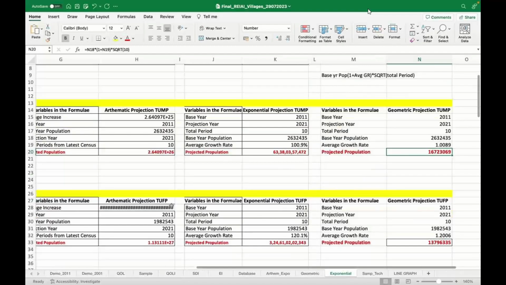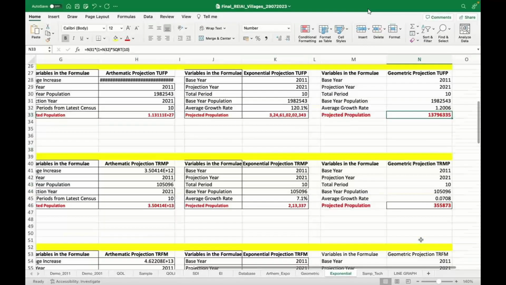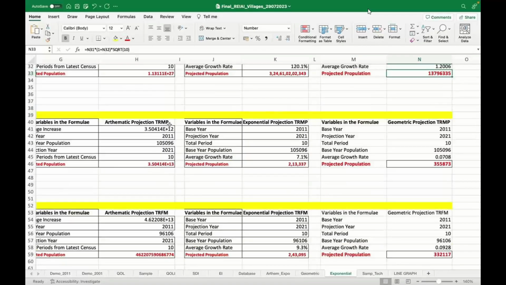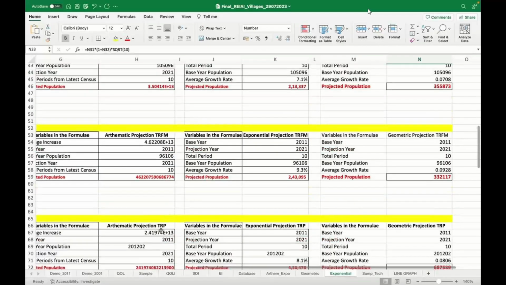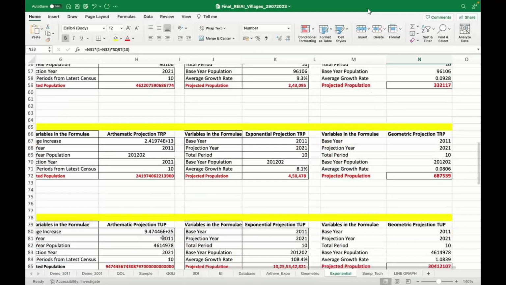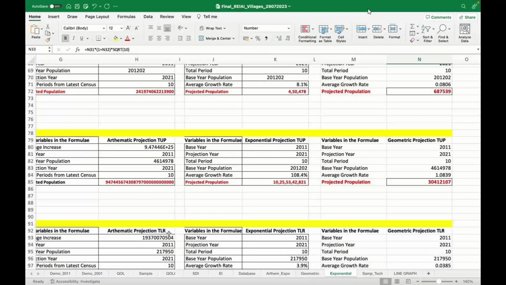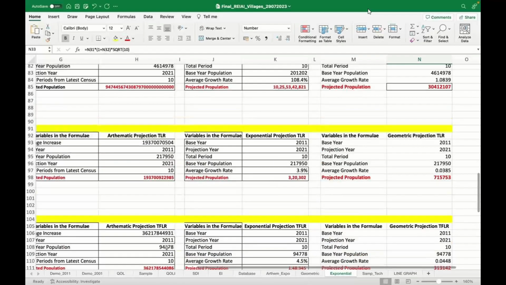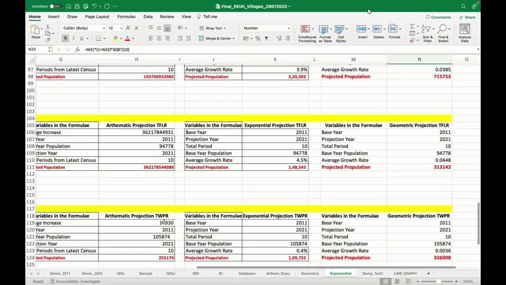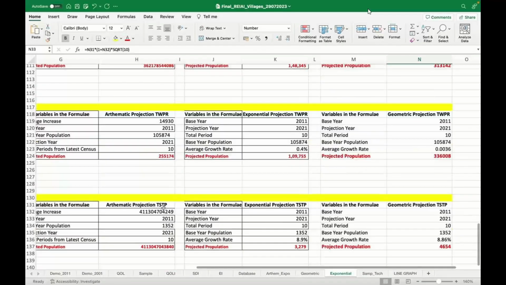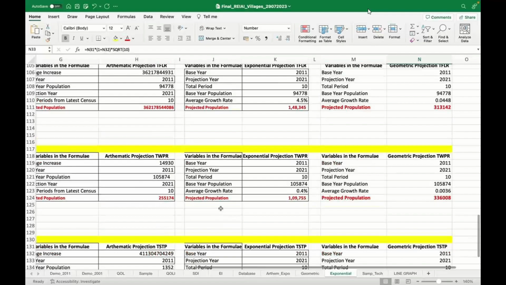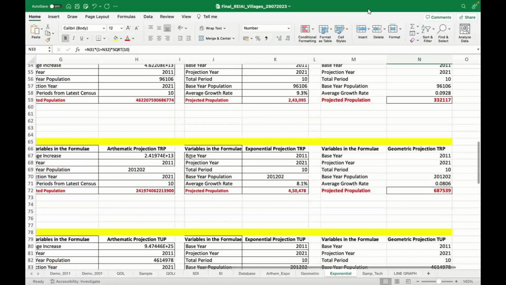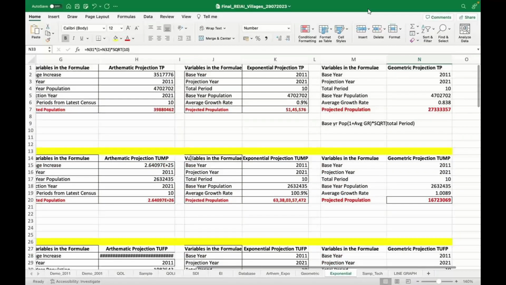Similarly, you go for total urban female population, very high using arithmetic, exponential very high, but geometric, it is steady. So I did it everywhere: total rural male population, total rural female population, total rural population, total urban population, total literacy rate, right? Everything, total female literacy rate, total work participation rate, total scheduled tribe population. For every variable, I did the projections. Now you have to think and compare which reading is appropriate.